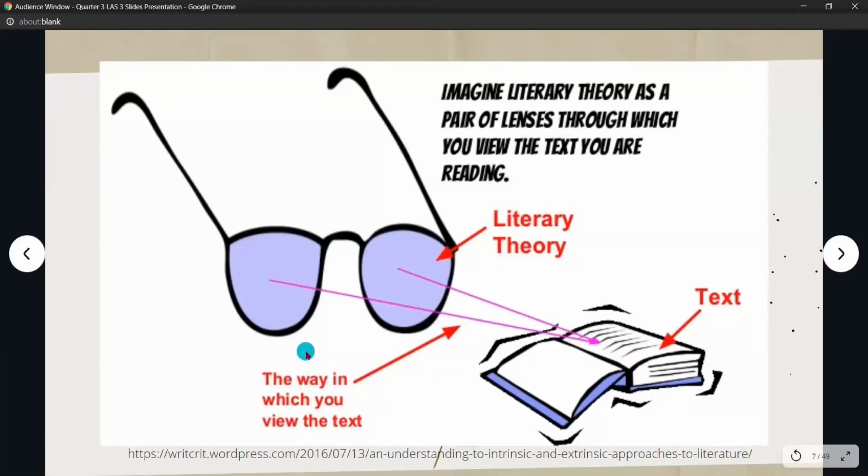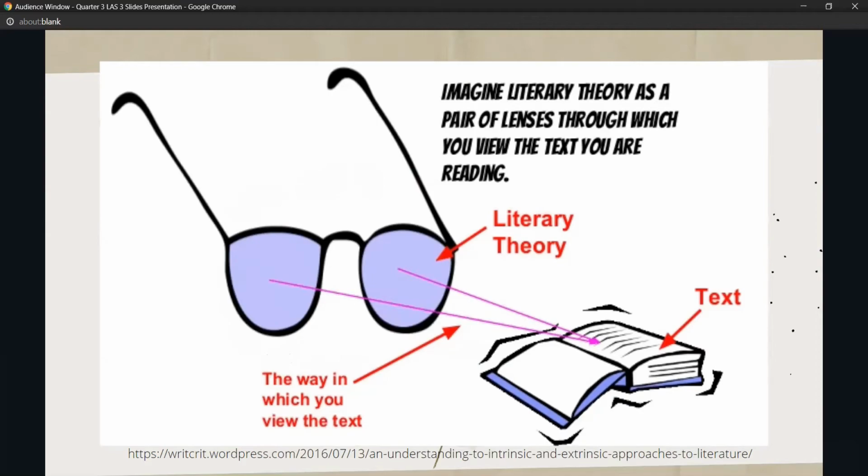How do you do literary criticism? You will need a literary approach or theory to analyze and interpret a piece of literature. Let's make an analogy. Imagine literary theory as a pair of lenses through which you view the text you're reading. The literary theory that you use to read a text will influence the way you view a text. That's why literary theories are also called literary lenses.